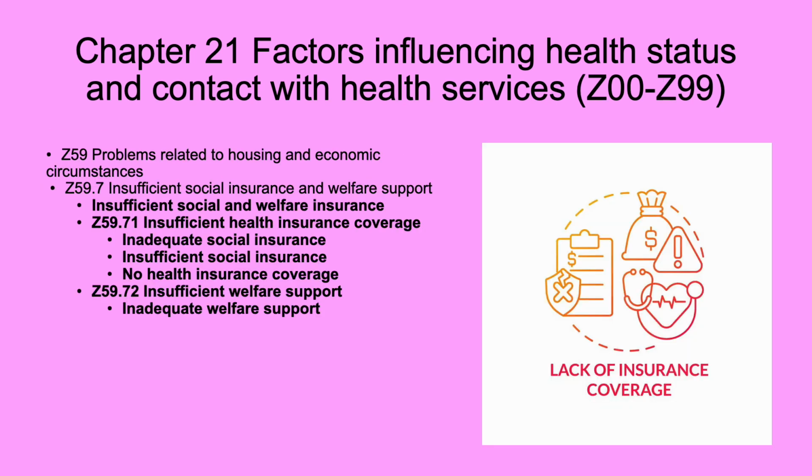Now this, sad but true that this was necessary, Z59.7, insufficient social insurance and welfare support. Z59.71, insufficient health insurance coverage. Sad that we have to have a code for that, but we do. Z59.72, insufficient welfare support. Sad but true, but it's interesting that they have new codes for that now.